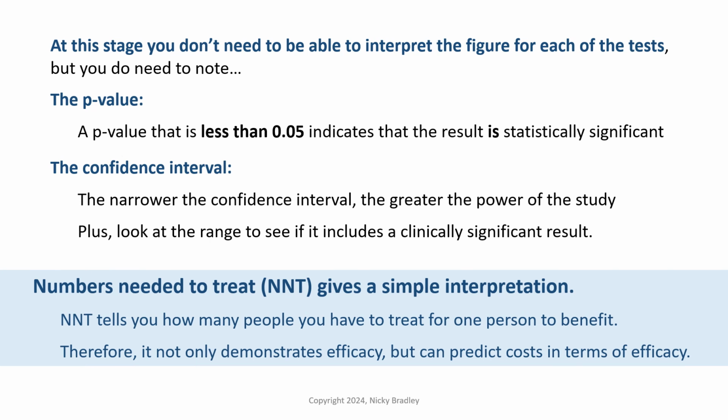And as promised, numbers needed to treat, NNT, gives a simple interpretation. What it's telling you is how many people you have to treat for one person to benefit. So therefore, it not only demonstrates the efficacy of a treatment, but if you know the cost of that treatment, it can also predict costs in relation to efficacy.